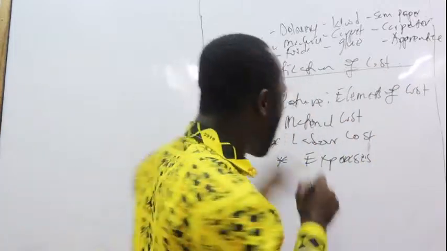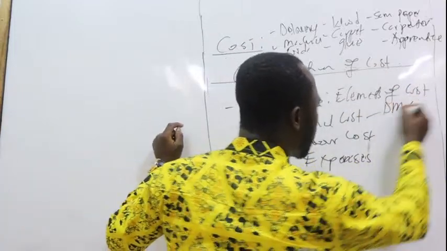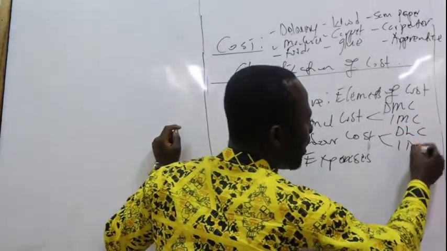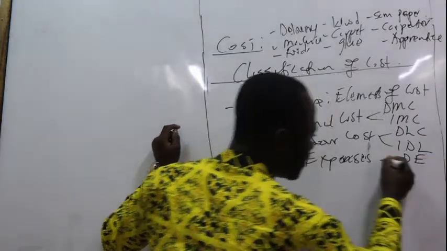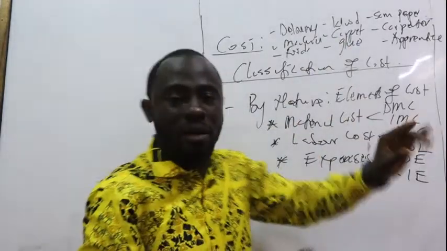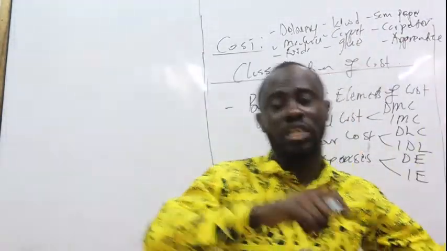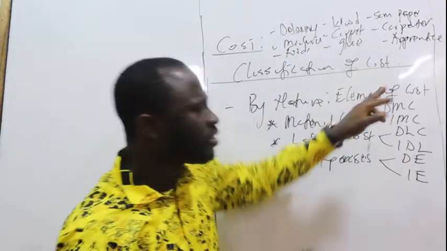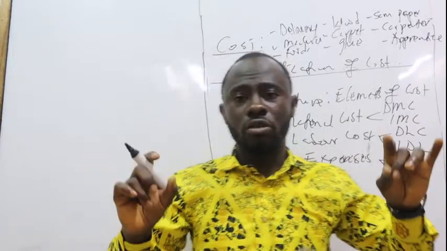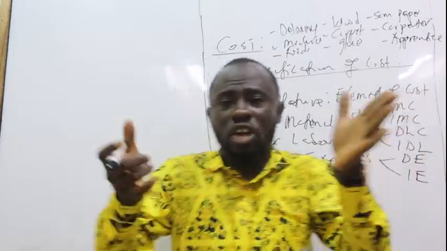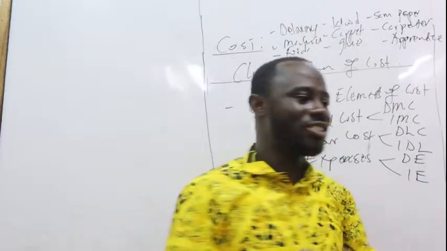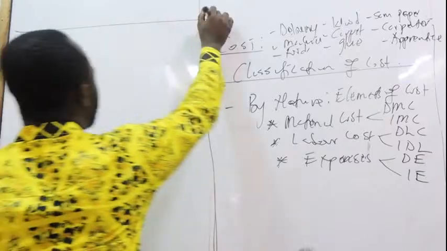So what do we mean here? We can have direct material cost, indirect material cost, direct labor cost, indirect labor cost, direct expenses, indirect expenses. Are you getting it? So these can further be categorized into direct cost and then indirect cost. Now, let's take their one-liner definitions. Before we come back to these things, let's look at the differences between direct cost and indirect cost.